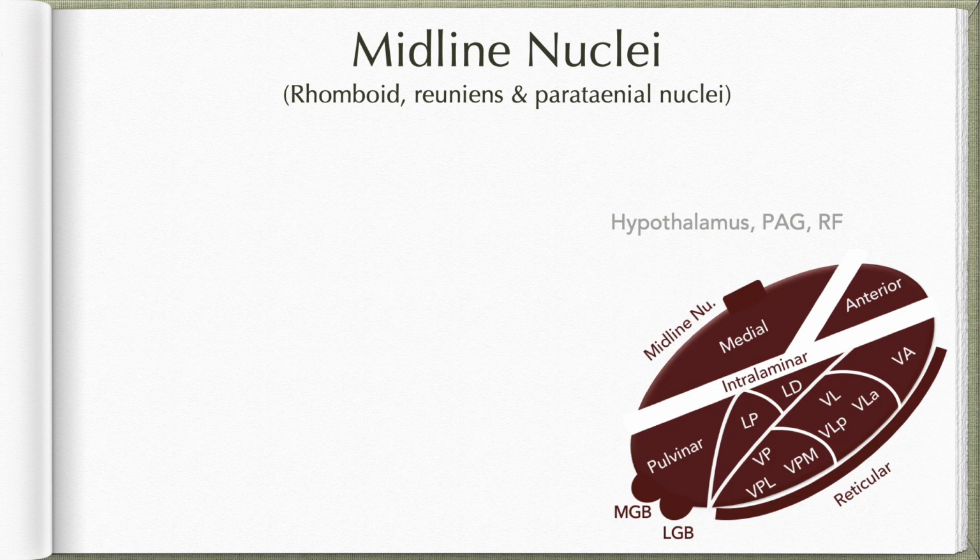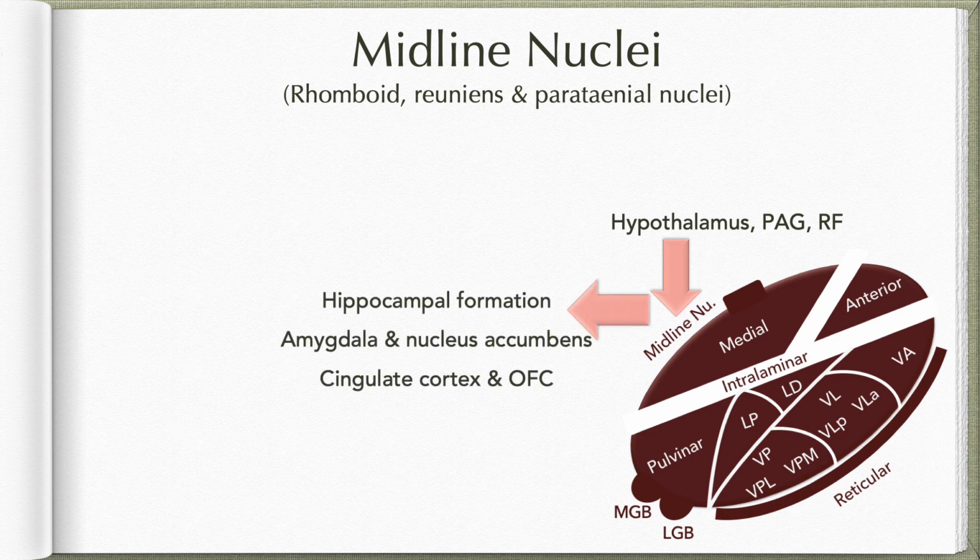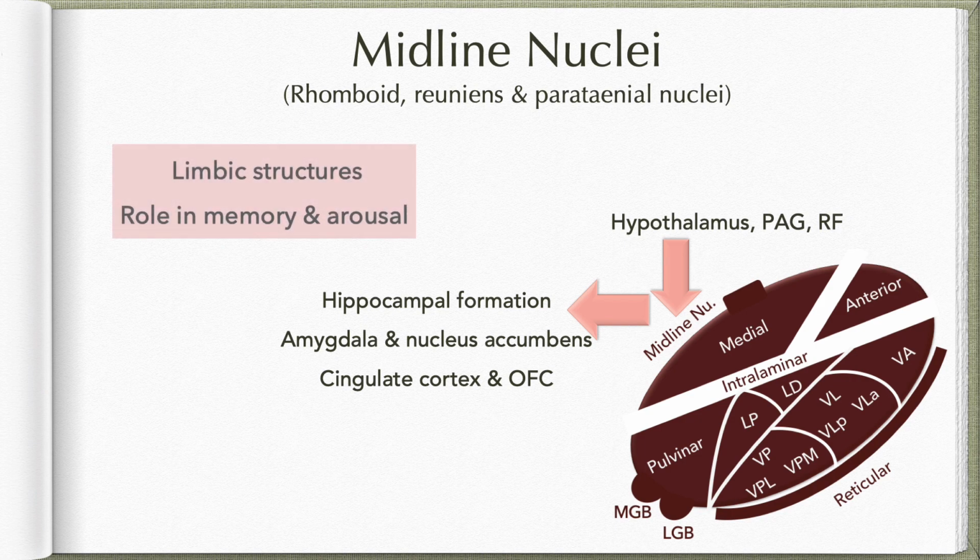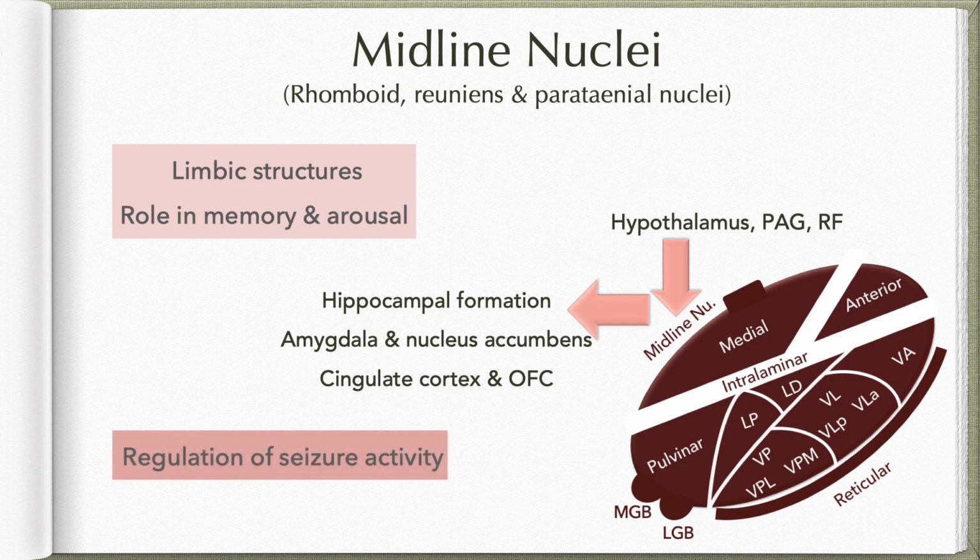Now coming to the midline nuclei, they receive inputs from the hypothalamus, periaqueductal gray and reticular formation, and their output is to the hippocampal formation, amygdala, nucleus accumbens, cingulate cortex and orbitofrontal cortex. So because of their connections, you can make out that these are actually part of the limbic structures, and they have a role in memory and arousal. A lesion to them would also result in seizure activity, so maybe they have a role in regulating seizure activity.